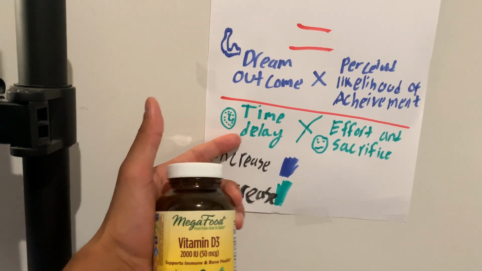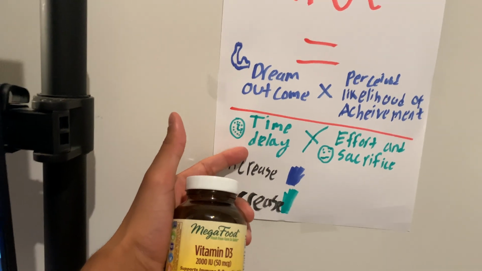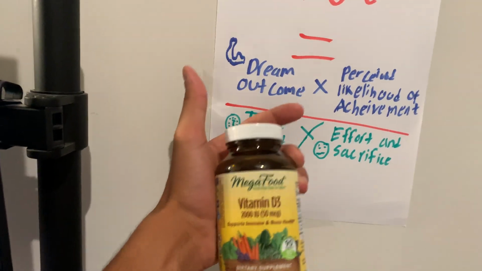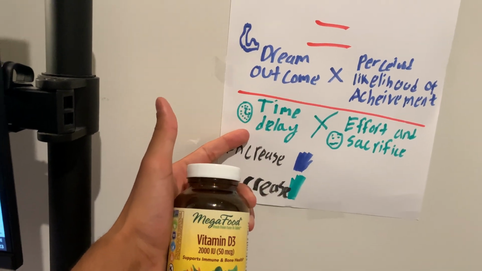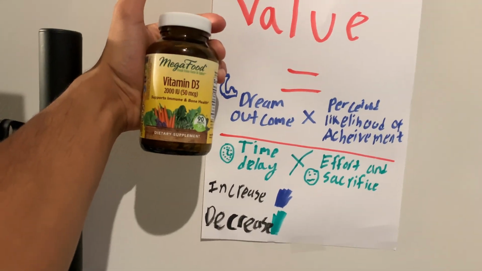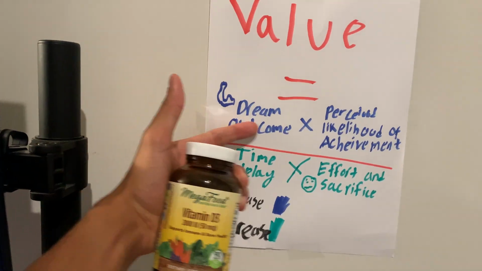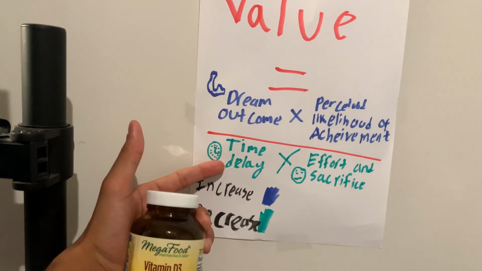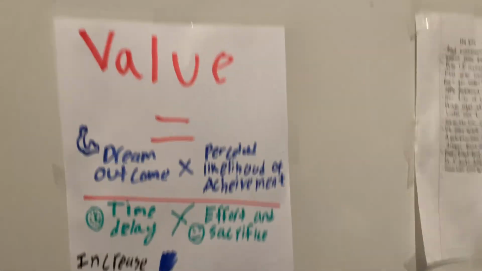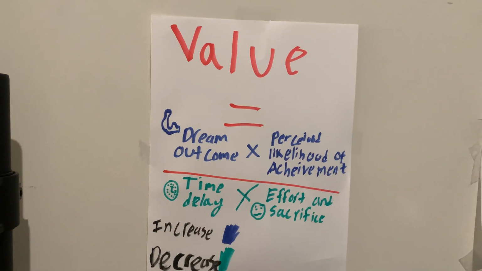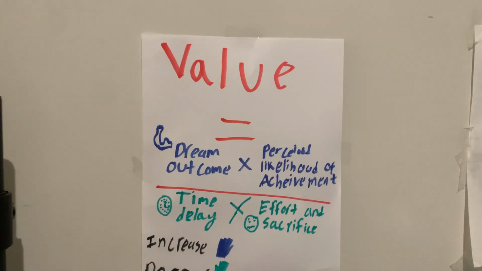That's why a lot of people stop taking supplements really quickly, because they're like, oh, I don't see any effect. Even though there's almost no effort and sacrifice, just pop a pill, it takes a really long time to get the results, which is why the value of vitamin D3 is so low. Even though it does really help people, there's a dream outcome, there's a perceived likelihood of achievement. A lot of people don't do it simply because it takes so long to get the results. That's kind of the value equation. I think it's valuable in videos and business and pretty much anything. If you can learn this, you'll always do good in business.